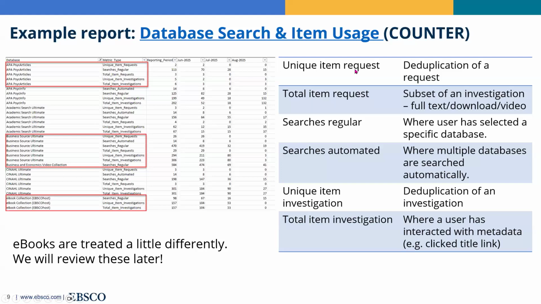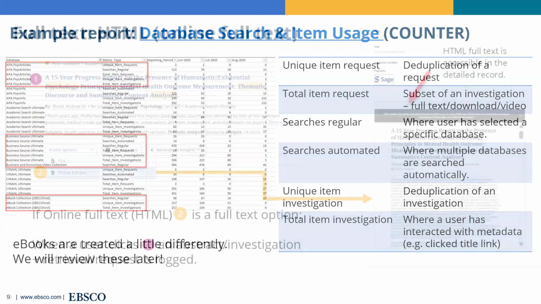So a request is your full text, so HTML, PDF. Your investigations are the abstract views or your link outs, AI insights, for example, and your search is automated, that kind of automated search with all the databases selected by default. And your regular searches are where that user selects a specific database to search. So I'll talk a little bit more later on about how the ebooks might look and some of the things around there to be aware of.